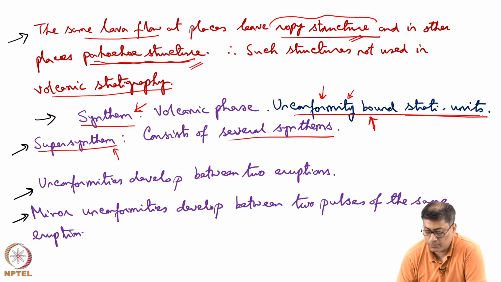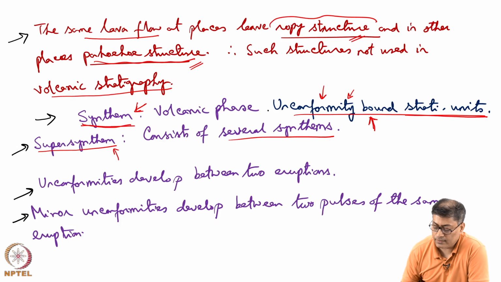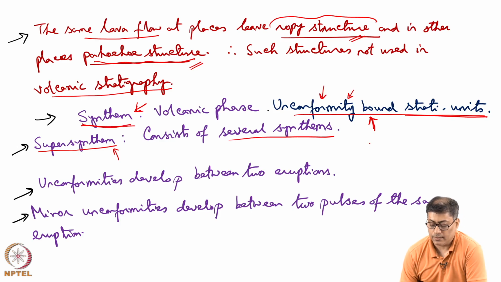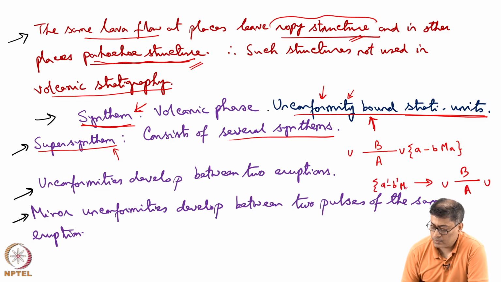Unconformity-bound stratigraphic units define the synthem. In this case also there is no guarantee that the unconformity indicates an equal amount of time gap, and this can again lead to a problem in correlation. Let us say there is a volcanic deposit A and there is a volcanic deposit B. In between, an unconformity is established and this unconformity is marking A to B million year time gap, and elsewhere we have found A and B with the same unconformity, but the problem here is the time gap can be A dash to B dash million years.